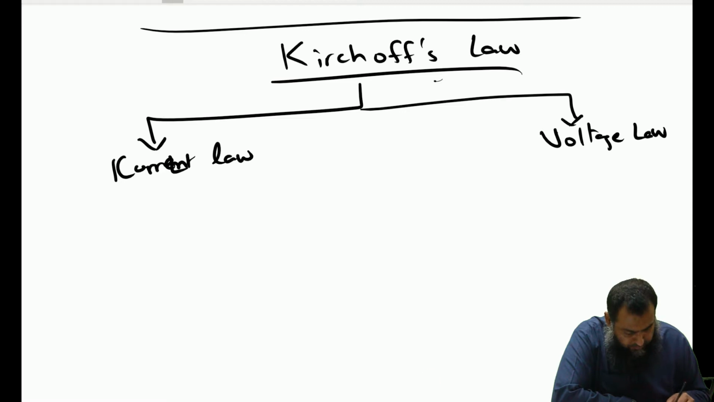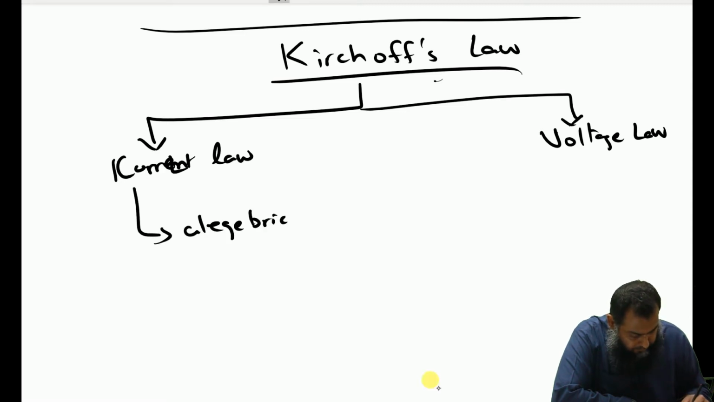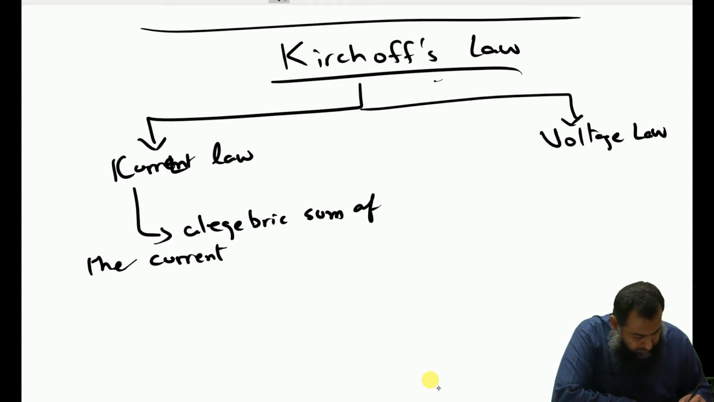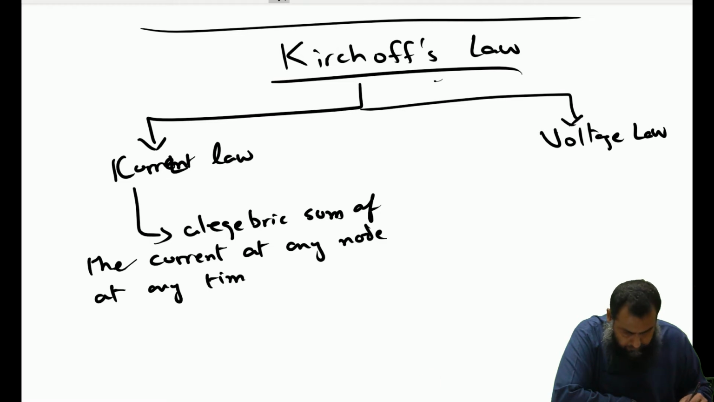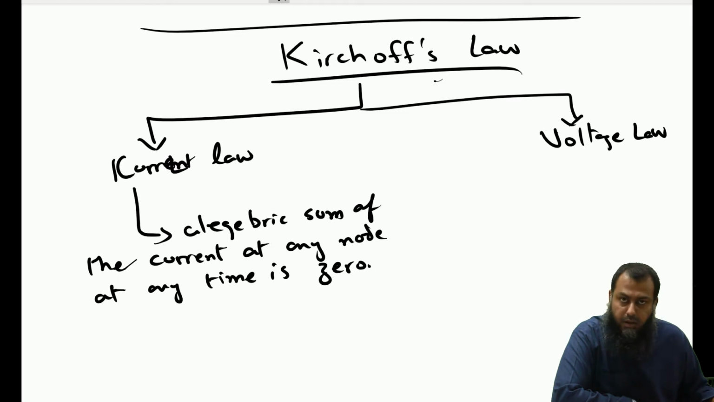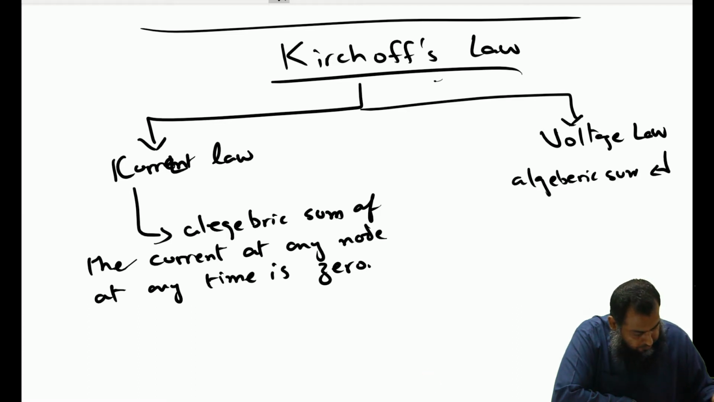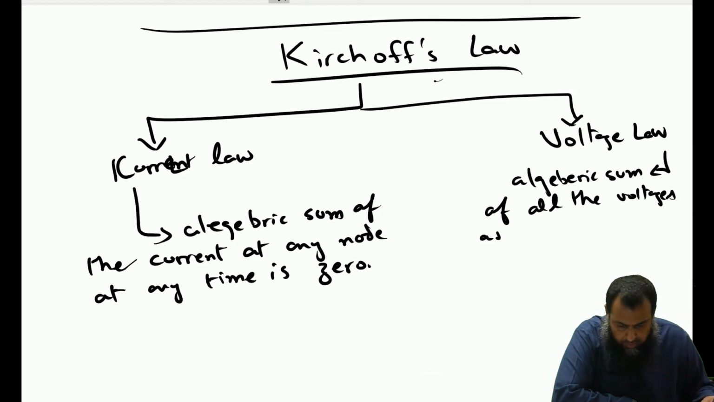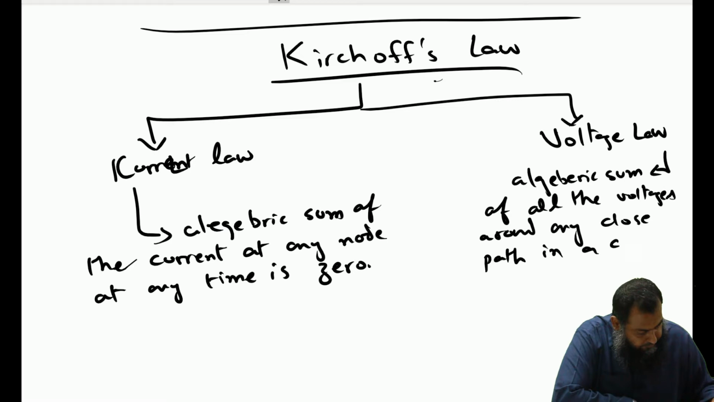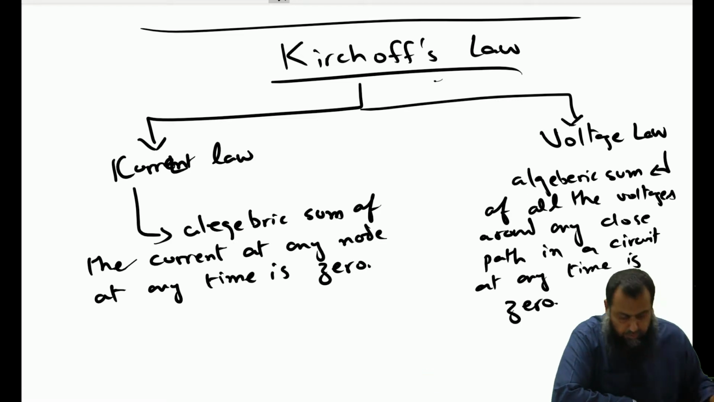Kirchhoff's current law states that the algebraic sum of the current at any node at any time is 0, while the voltage law says that the algebraic sum of all the voltages around any closed path in a circuit at any time is 0.